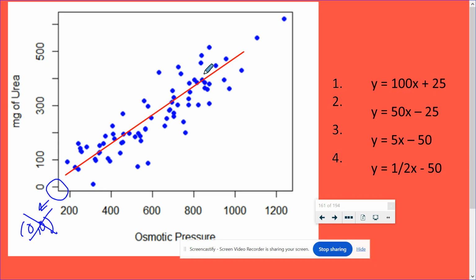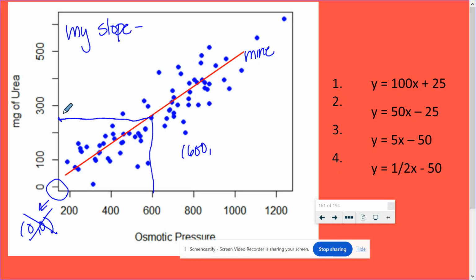So what I find is the easiest thing to do when this happens is to draw my own. So here is my own line of best fit, right? So I just drew my own line of best fit. And I'm going to try to figure out my slope. And then I'm going to take my slope and I'm going to compare it to their slopes. So let's see. I'm going to take the point, let's do 600, comma, let's see, 100, 200, 300. Let's try 600 and 250.